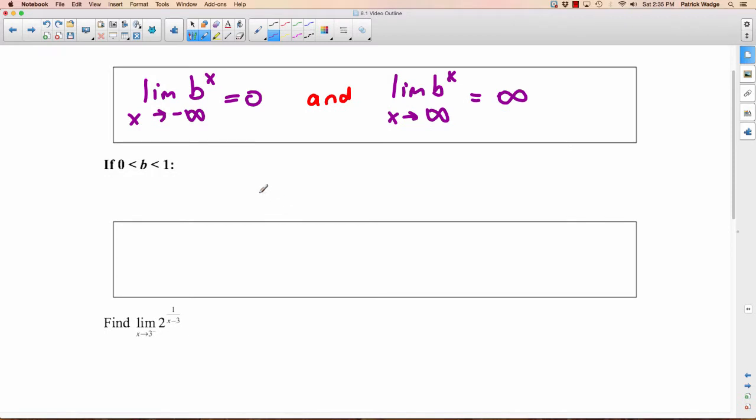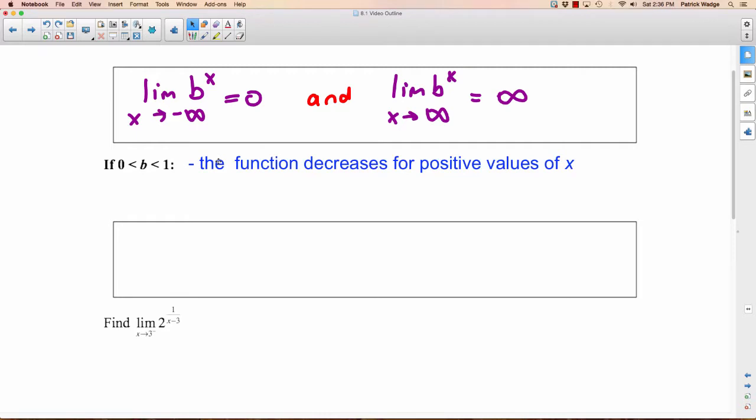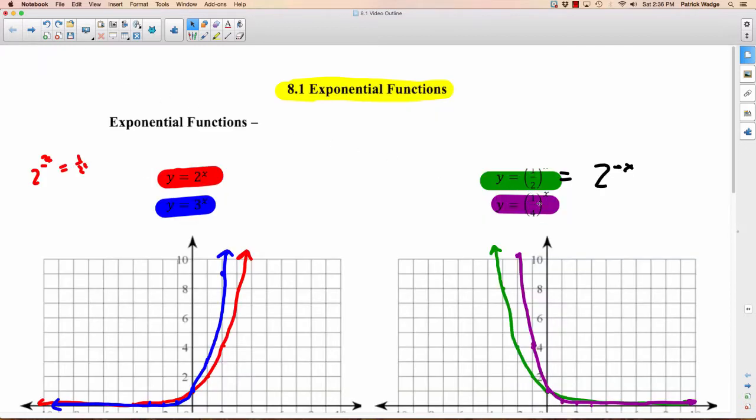Okay, the other situation we're looking at was when b is between 0 and 1. That's like the fractions we did on the other side. So in that case, the function decreases for positive values of x, and the decrease is more rapid for smaller values of b. So again, we had a smaller value here. This 1/4 is smaller than 1/2, and it's going down faster with the smaller value.